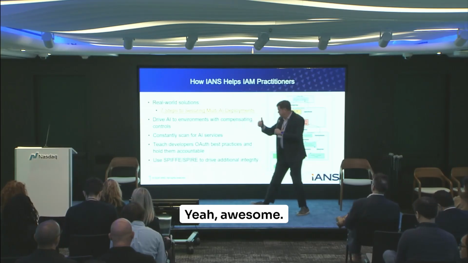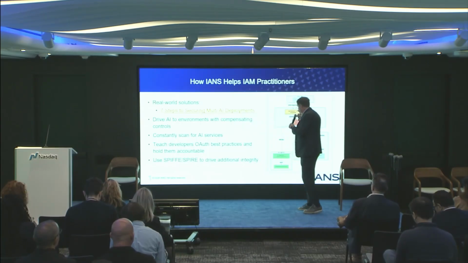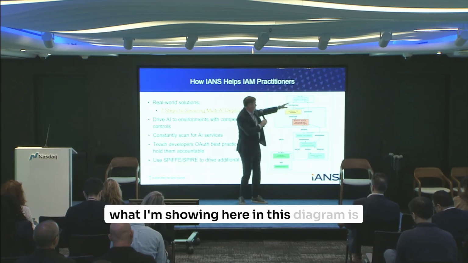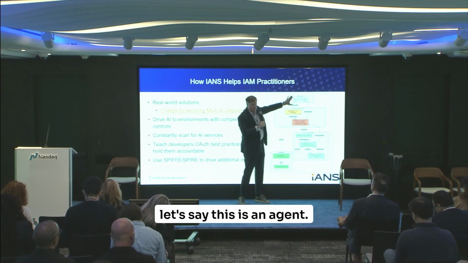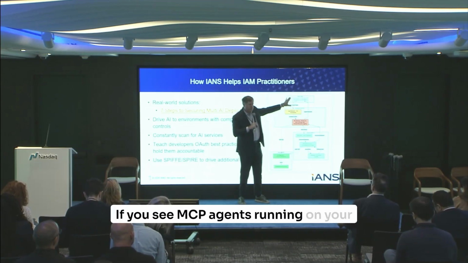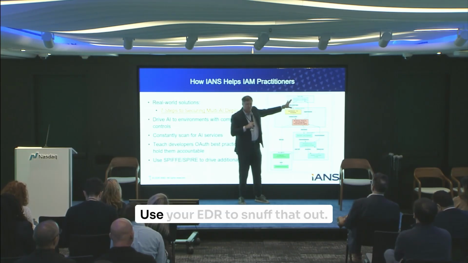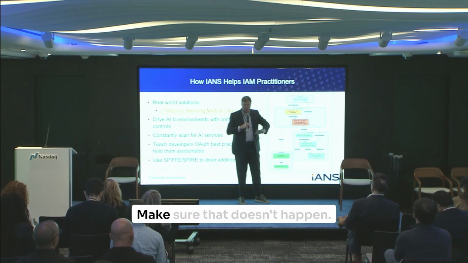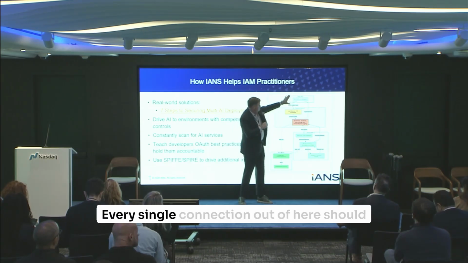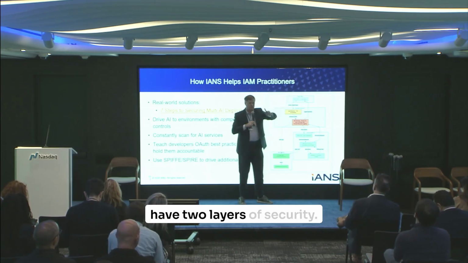Awesome. So if we think about all of this connectivity, what I'm showing here in this diagram is, let's say this is an agent, and this agent's running, hopefully not on your endpoints. If you see MCP agents running on your endpoints, kill that with fire. Like use your EDR to snuff that out, make sure that doesn't happen. Hopefully these MCP clients or agents are running in a constrained environment. Every single connection out of here should have 2 layers of security.